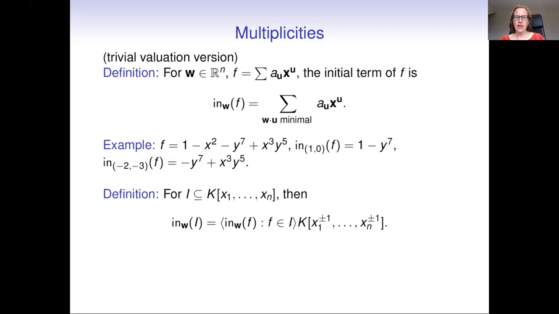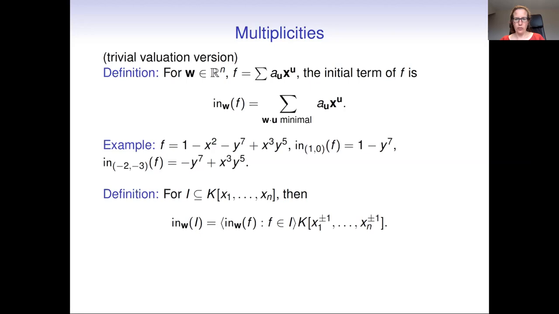Okay, so let's start with a w. I'm going to restrict just to R^n, and we'll have a polynomial f, the sum of a_u x^u. Then the initial term of f is a polynomial, the sum of those a_u x^u for which w·u is minimal. If you've seen Gröbner bases and initial ideals with respect to weight vectors before, the one difference here is that we take the minimum, whereas in usual Gröbner bases, we take the maximum. This is chosen to make it more consistent with the valuations. So we're just taking the sum of those terms where w·u is minimal.